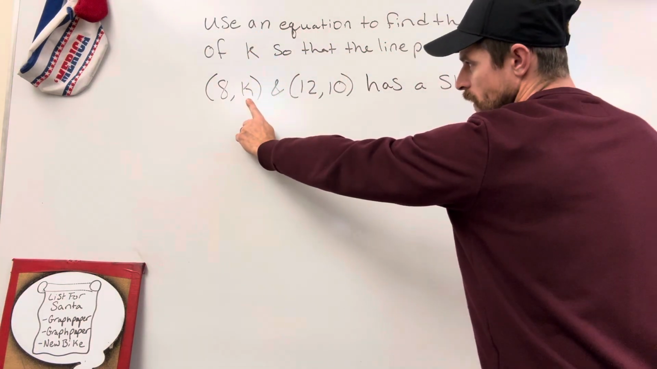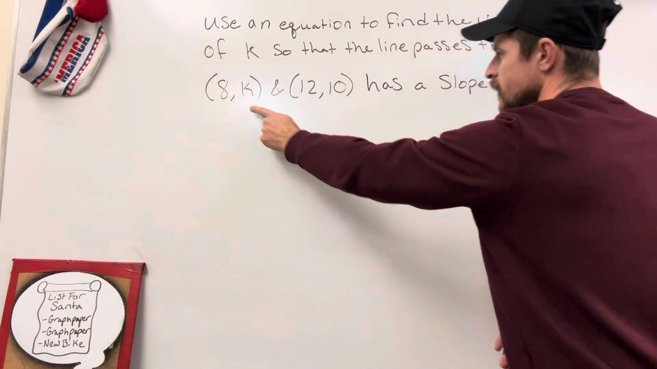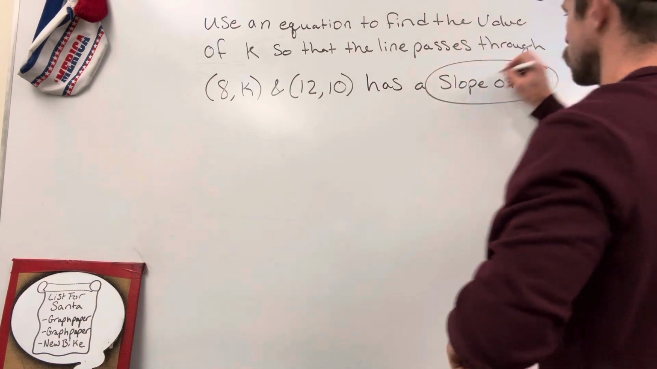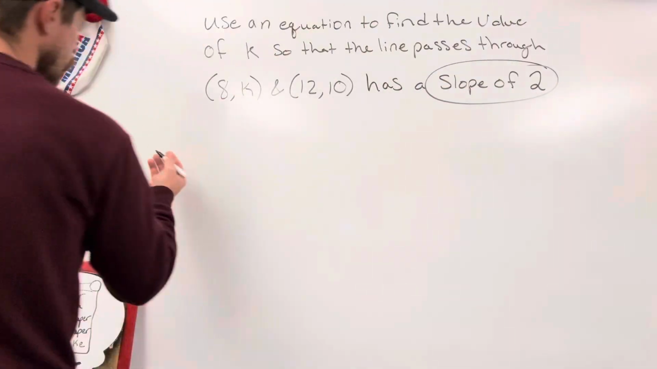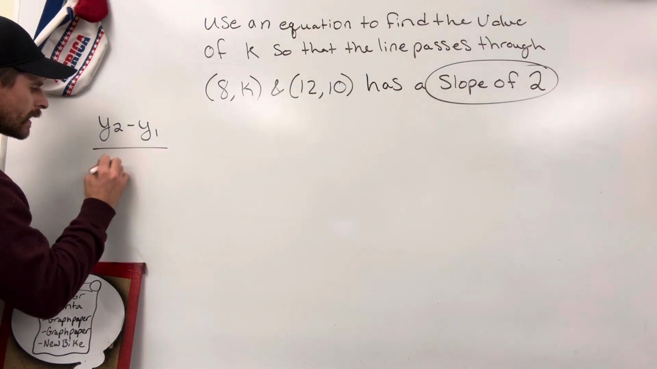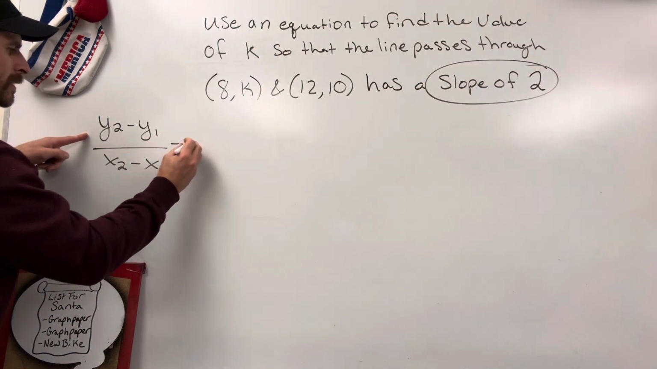We've got to figure out what number would go there so that the line passes through these 2 points. And it has to have a slope of 2. So this is the kicker right here. We're being told what the slope of the line is. So what we want to use is the slope formula: y2 minus y1 over x2 minus x1. This will always give us slope.